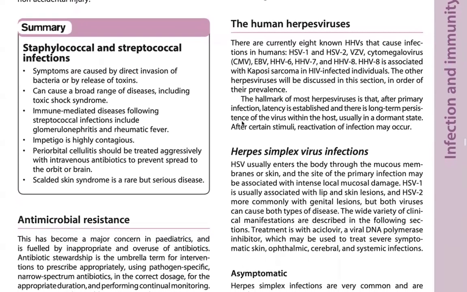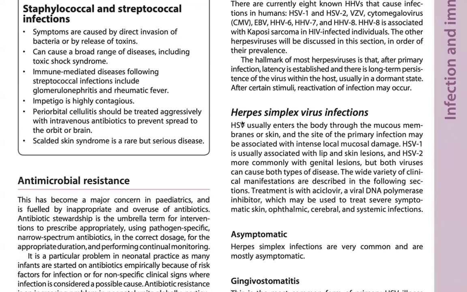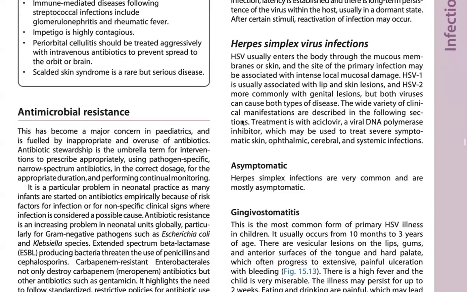Herpes simplex virus, HSV, usually enters the body through the mucous membrane or skin, and the site of primary infection may be associated with intense local mucosal damage. HSV1 is usually associated with lip skin lesions, and HSV2 most commonly with genital lesions, but both viruses can cause both types of disease. The wide variety of clinical manifestations are described in the following sections. Treatment is with acyclovir, a viral DNA polymerase inhibitor, which may be used to treat skin, ophthalmic, cerebral, and systemic infections. Herpes simplex is very common and mostly asymptomatic.